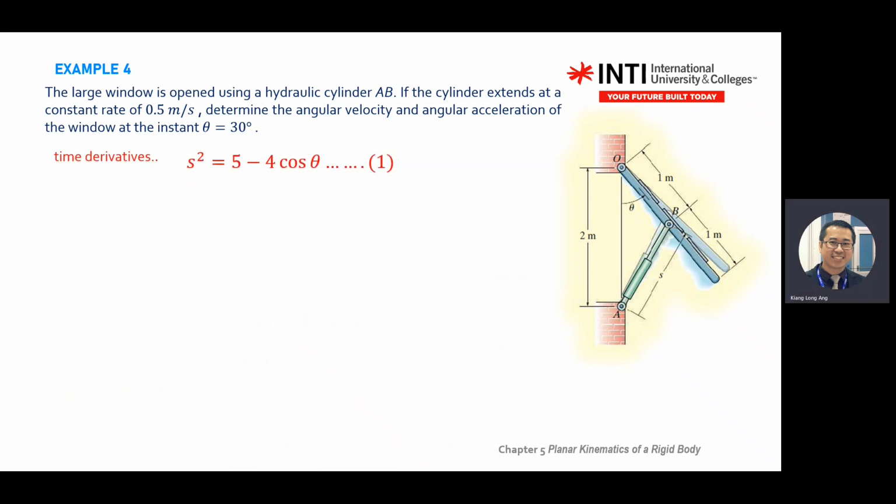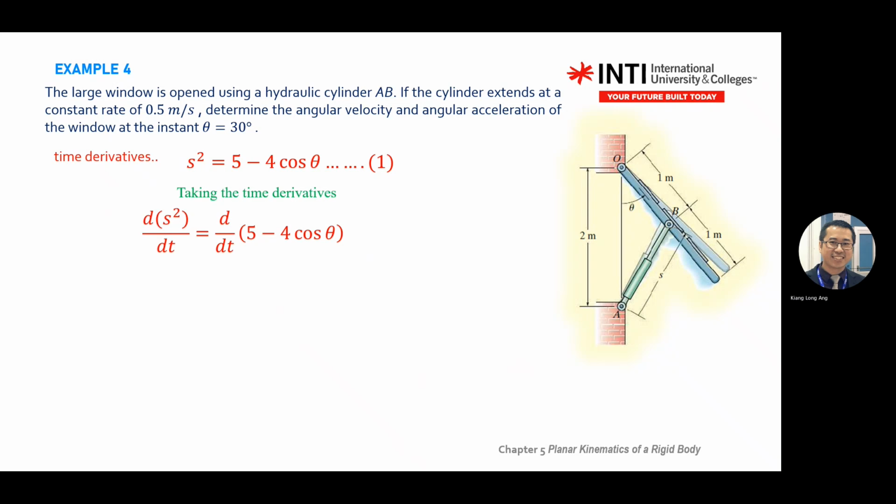Okay, once you have that one, you use the equation to derive for others. So S squared equals 5 minus 4 cos theta, this one from the cosine rules just now. You derive to get your acceleration. To get your acceleration, right? This is velocity. Right.